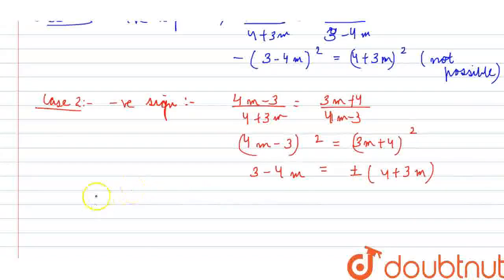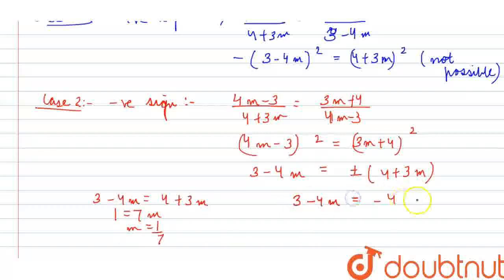So if I'll be taking the positive sign, it would be 3 minus 4m is equal to 4 plus 3m. So from here I get 1 is equal to 7m, m is equal to 1 upon 7. If I'll be taking the negative sign, 3 minus 4m is equal to minus 4 minus 3m. So from here I get m is equal to 7. So there are two values of m.